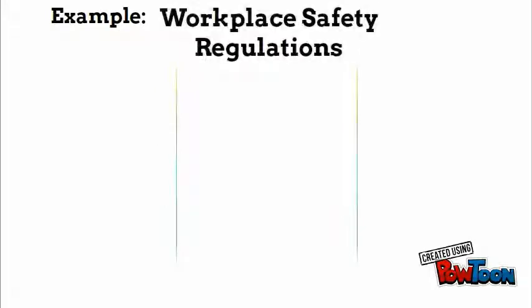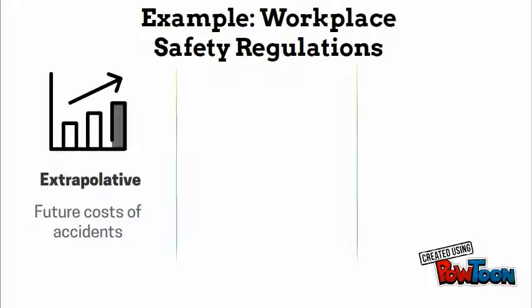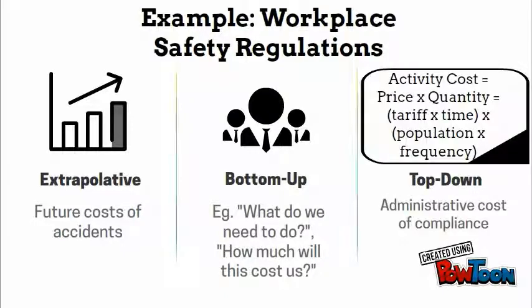For example, if we wanted to estimate the impact and cost of regulatory options for workplace safety, we could use extrapolative forecasting to estimate the future costs of accidents. We use bottom-up forecasting to find out how the options would impact employers and employees. This information will then feed into top-down forecasting, where we estimate the administrative costs of complying with the options.